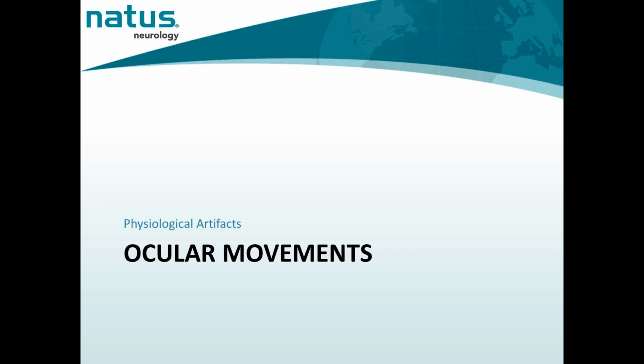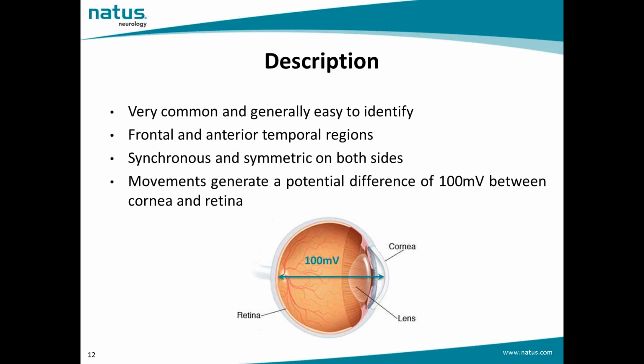Let's start with the physiological artifacts. In particular, in the next few slides, we will focus on the ocular movements. Ocular artifacts are maybe the most common artifacts that we can observe during a routine EEG, and generally they are very easy to identify. Typically, the ocular movements can be observed in the frontal region, but it's also common to detect them in the anterior temporal region, and the activity is synchronous and symmetric on both sides.